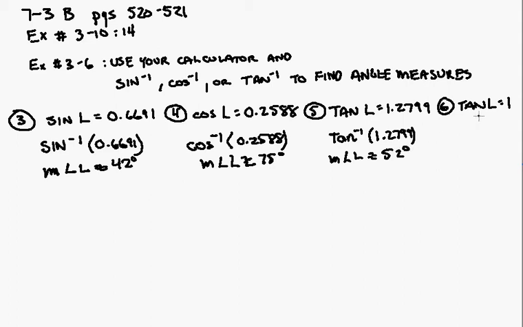And finally we have tangent L equals 1, so we go tan minus 1, 1, and here we're going to get an exact answer. The measure of angle L is exactly equal to 45 degrees.